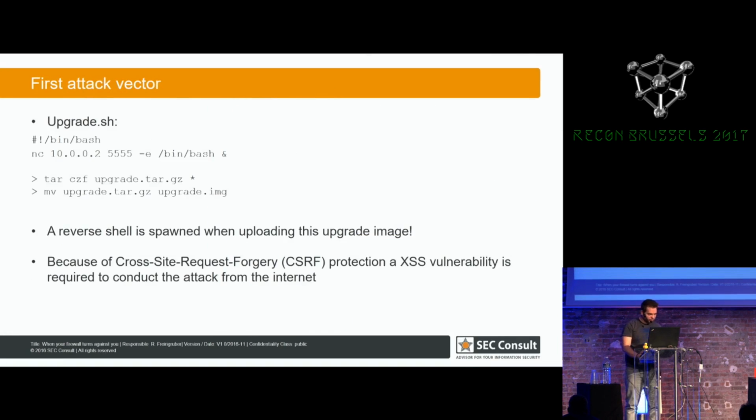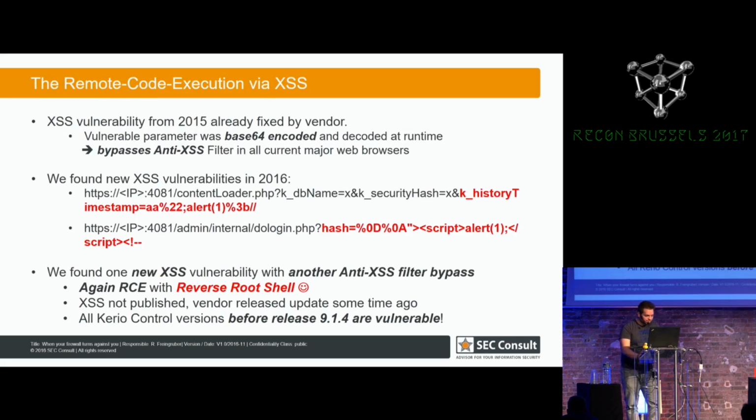So I will just skip here the first attack vector. The first attack vector was just the possibility to upload this shell script, and the shell script will just be executed with root privileges. And of course, we found really lots of cross-site scripting vulnerabilities, and it was always that they fix just one and don't fix the remote code execution, and just fix the cross-site scripting stuff.